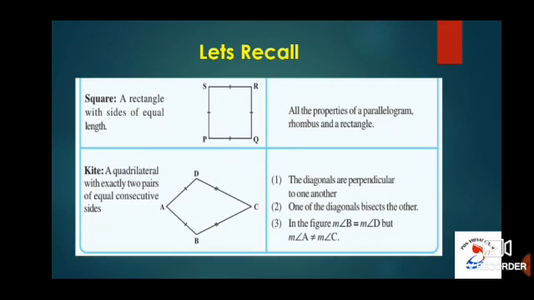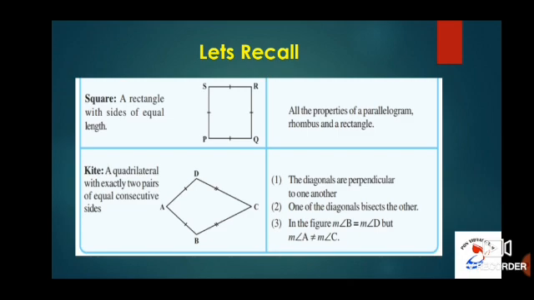The continuation. Next, it is a square. Again, it is a rectangle with all sides of equal length. If it is a rectangle, only opposite two sides will be equal. That is, length will be equal, breadth will be equal. If it is square, all the four sides will be equal. So all the properties of parallelogram, rhombus and rectangle will hold true for a square.